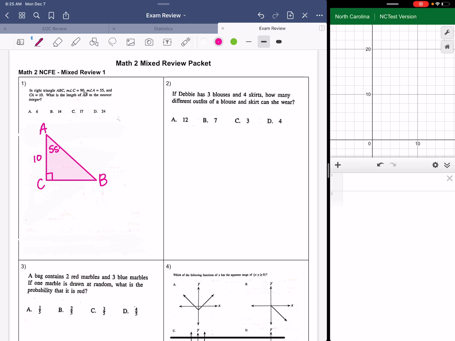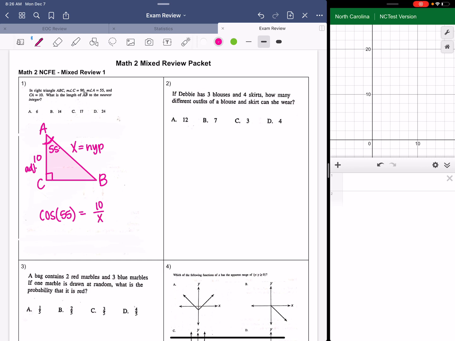Okay, for number 1, in right triangle ABC, C is 90 degrees, A is 55, and CA is 10. What is the length of AB to the nearest integer? So here we have the hypotenuse and the adjacent side of this angle A. So adjacent and hypotenuse is cosine. So cosine of the angle 55 is adjacent over hypotenuse.